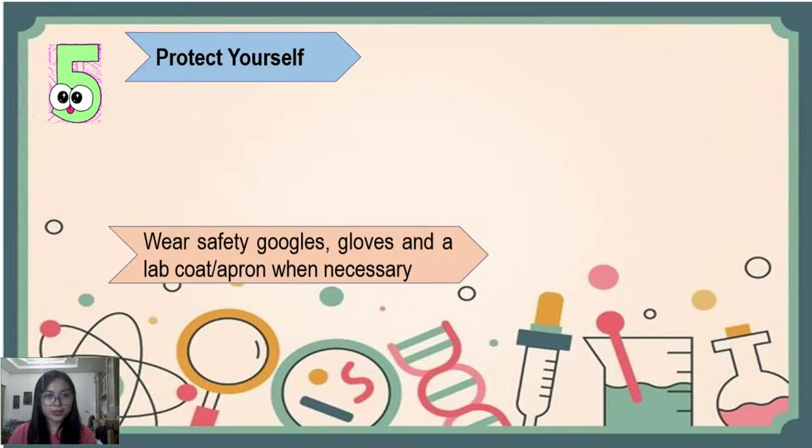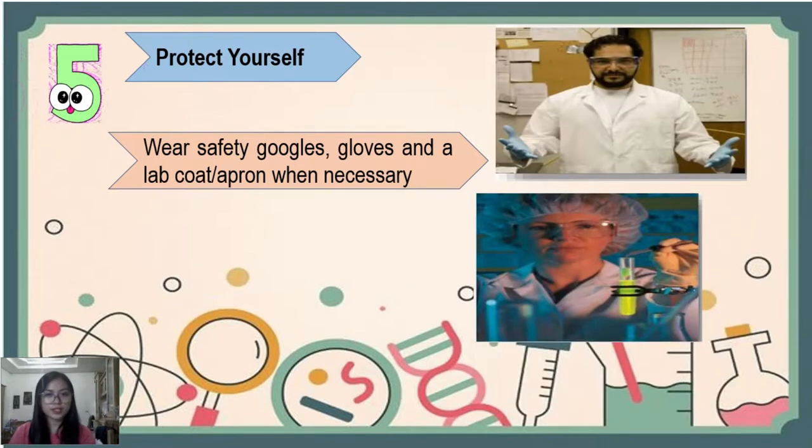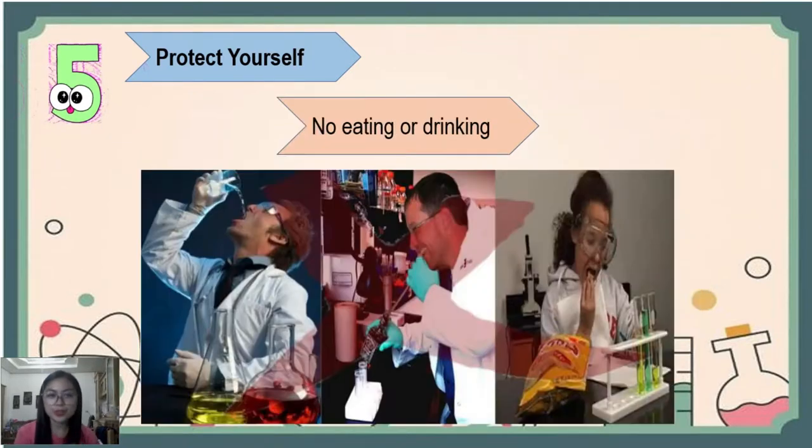Fifth is protect yourself. So have the students wear safety goggles, gloves, and laboratory coat or apron when necessary. Of course, this is for protection. Also, protect yourself by not eating or drinking inside the laboratory. So have your students understand this rule in order to protect themselves from being poisoned because their hands are already exposed to chemicals.